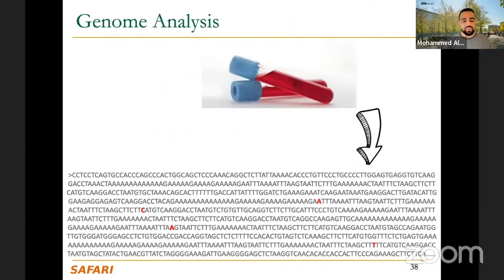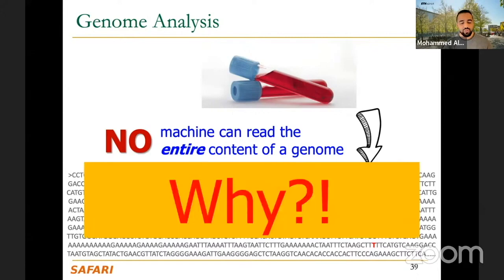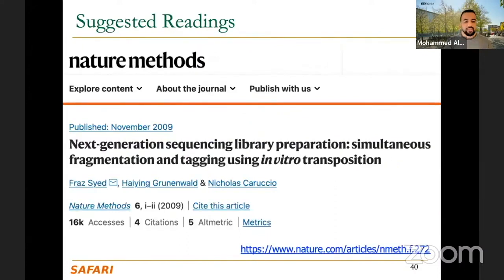We get a genomic material. We try to get the full sequence of your DNA. And we know that there's no machine that can give you the full sequence of your DNA, but rather they give you sequences or segments or fragments of your DNA. Now, why is that? The first reason is the library preparation.